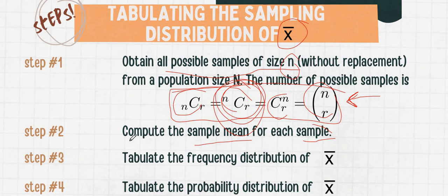After that, in step number 2, we find the mean of each sample. For example, if you get 15 samples, you need to find the mean of each of the 15 samples. Then step number 3 is to tabulate the frequency distribution, and step number 4 is to tabulate the probability distribution, the PDF, the probability distribution of X bar.